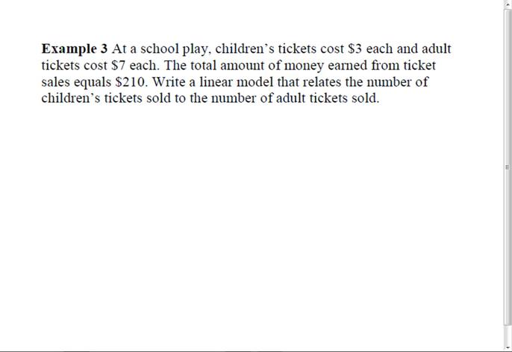Okay, let's try this one. At a school play, children's tickets cost $3 each. Oh, this one's going to be a little different. And adult tickets cost $7 each. So I'm going to say this. Children is $3 each. And adults, you know, kids take the same space. I don't get that. Anyway, $7 each.